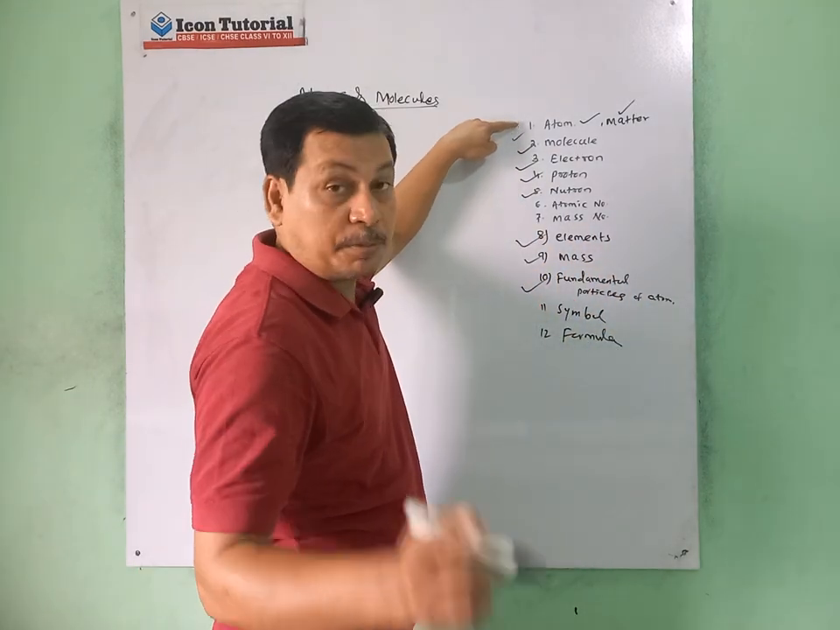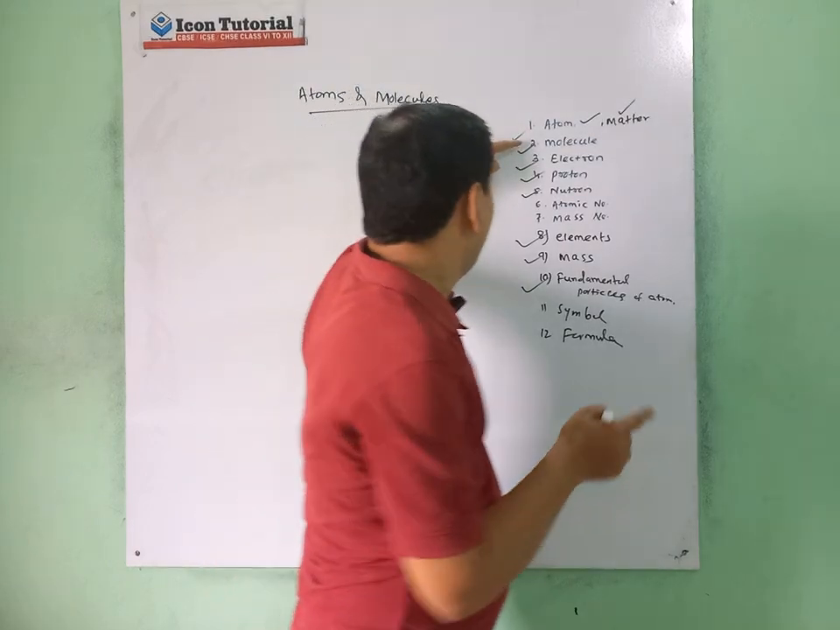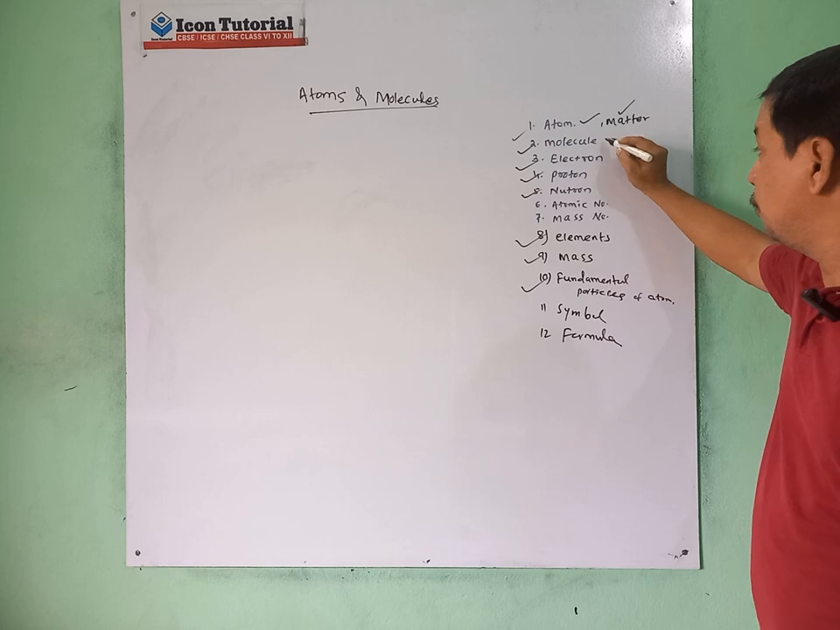So atom: any substance which is made up of tiny particles, that is known as atom. Two or more atoms combined together that is formed, that is what? Two or more atoms combined together, that is known as molecule.